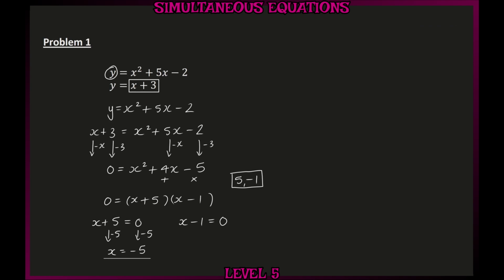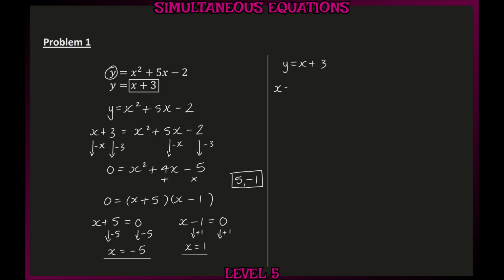Looking at the other equation, x minus 1 is 0, so we can remove the minus 1 by adding 1 to both sides, and we have x is equal to 0 plus 1, which is 1. To now find the value of y for each of these values of x, we're going to take the second equation, y equals x plus 3, because y is already the subject and it's the simplest of the two equations, and substitute x into this.